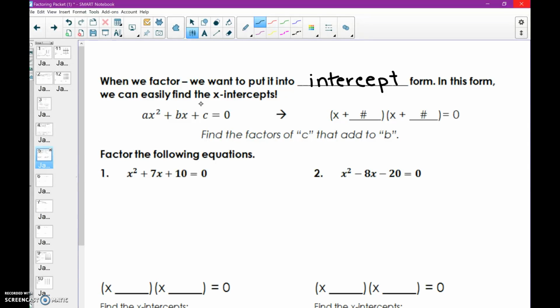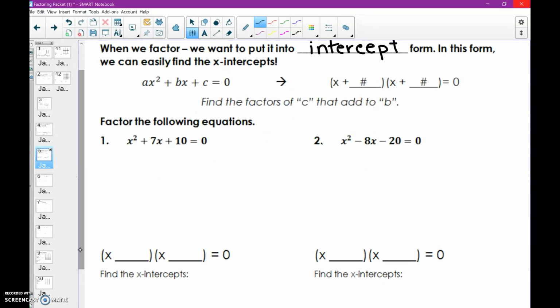So for the first one, 10 is c, negative 20 is the c value. I want to find factors of that also add up to b, which is always the number that has an x attached to it. So 7 and negative 8 here. All right, so two numbers, they have to multiply to this, but add to this. So that's my goal here. And notice they've already got my intercept form kind of built for me. I just am filling in the blanks with the numbers.